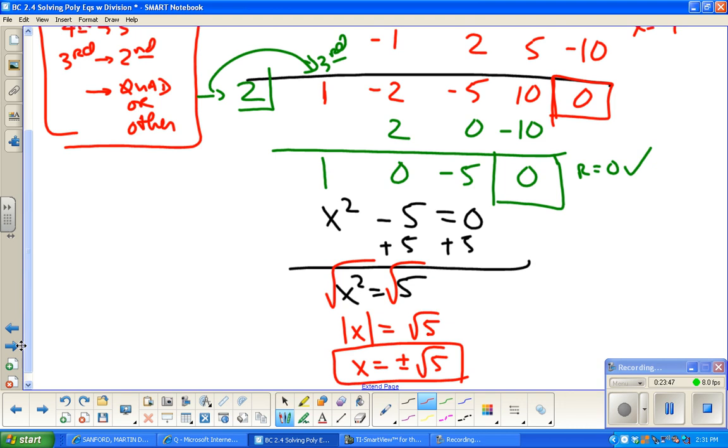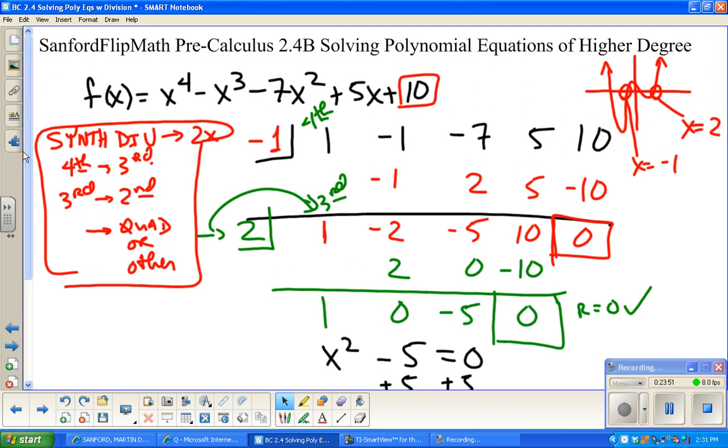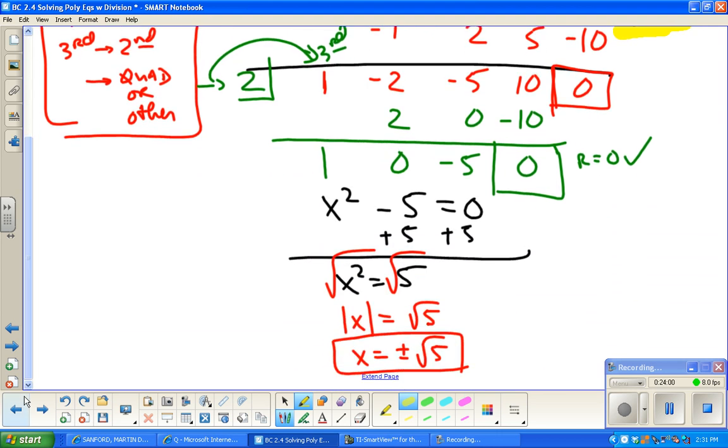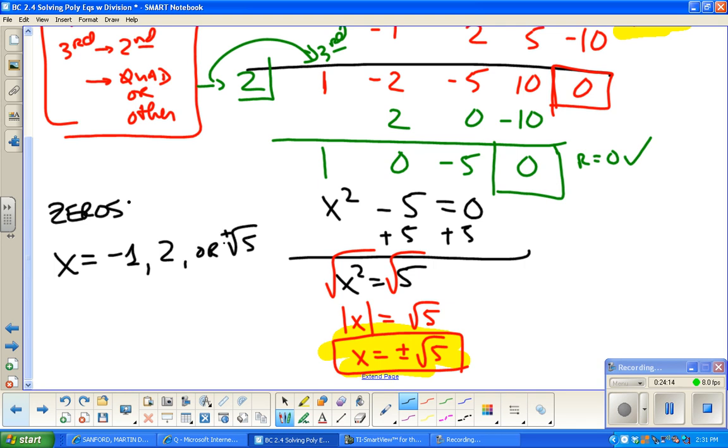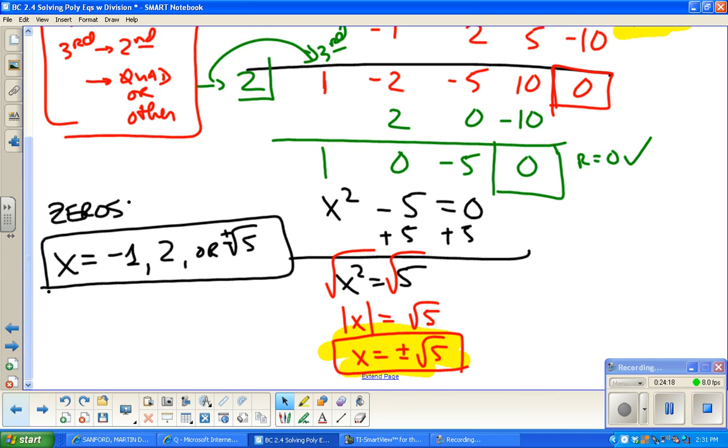Now remember, this was really 4th degree. So there are 4 solutions, supposedly. Okay, well, one of them was x equals -1, one of them was x equals 2, and the others are this plus or minus square root of 5. So I'm going to write those all together. Okay, so the zeros are x equals -1, x equals 2, or x equals square root of 5, or negative square root of 5. Okay, and that really is it.